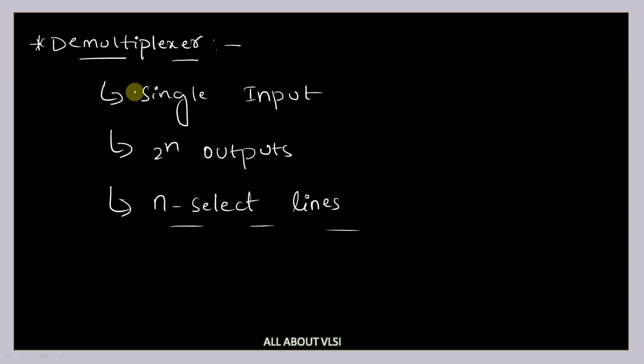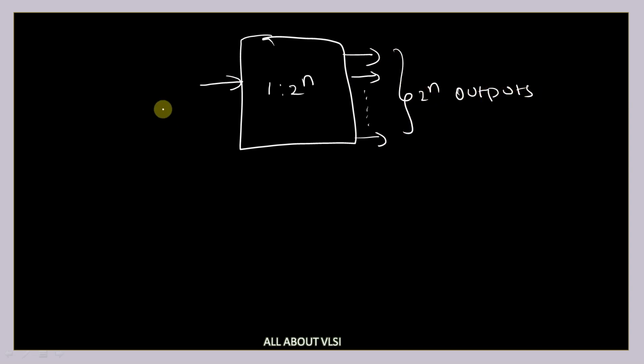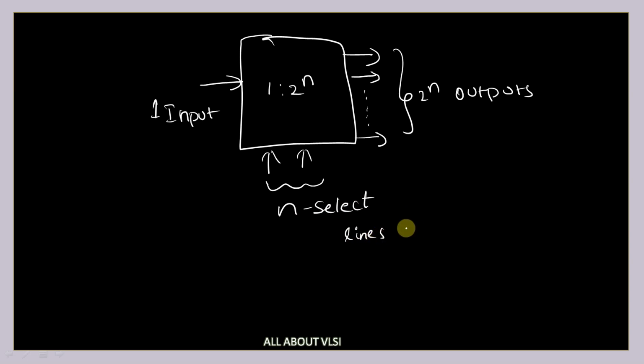Coming to the block diagram, it will look like this. This is your demultiplexer block diagram, a 1 to 2 power n demultiplexer: only one input and 2 power n outputs. And how many select lines will we have? In total we will have n select lines. In the case of both multiplexer and demultiplexer, you have n select lines, but the difference lies in the input and output.